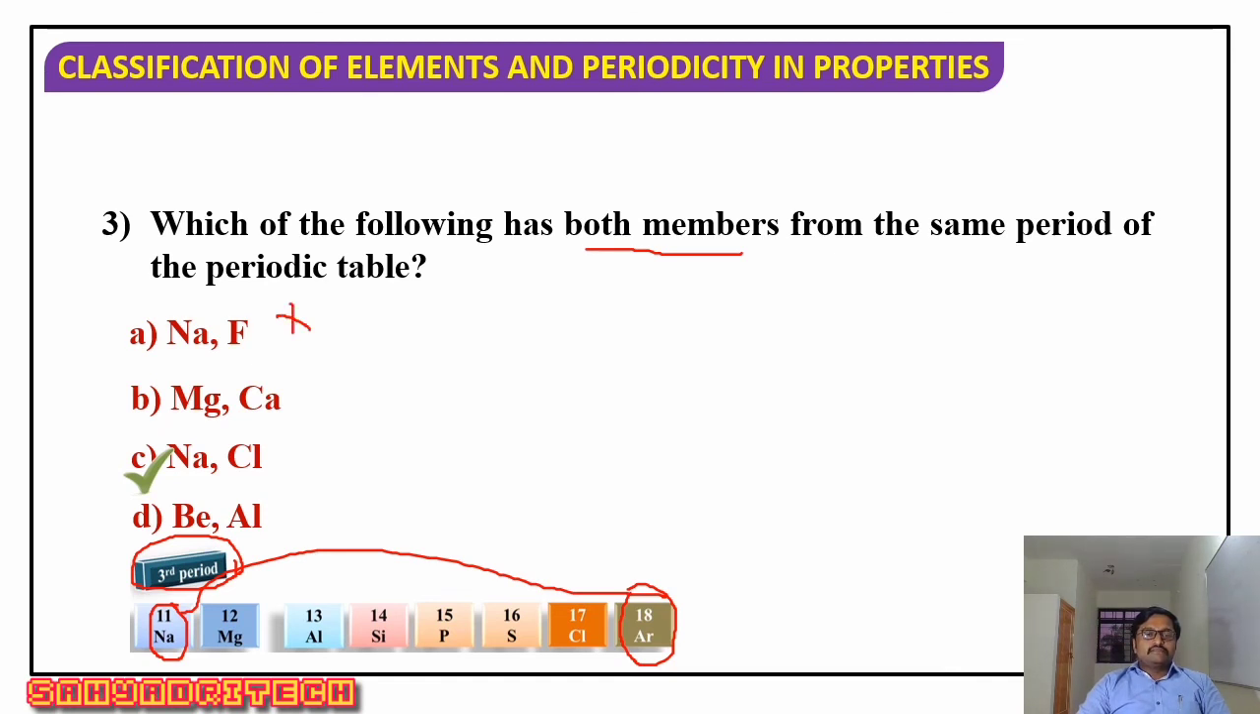Magnesium and calcium: magnesium belongs to third, but calcium belongs to fourth. This is also wrong. Beryllium and aluminum: beryllium belongs to second, but aluminum belongs to third. This is also wrong. What is the option? Option C. Sodium and chlorine both belong to the same period, the third period. That is why it is the right answer. So option C is correct.